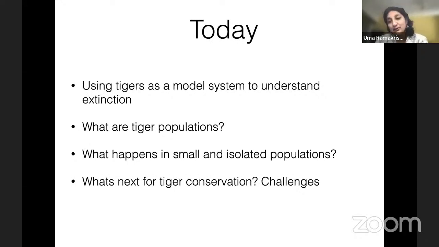And of course, we can then go back to thinking about the real world and what are the challenges that tigers face in the real world today.